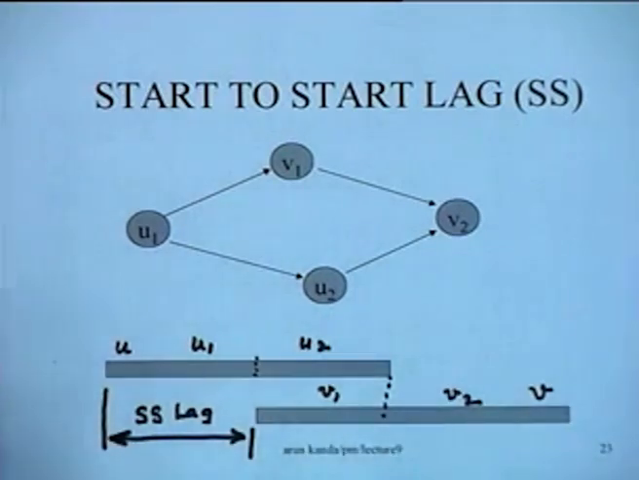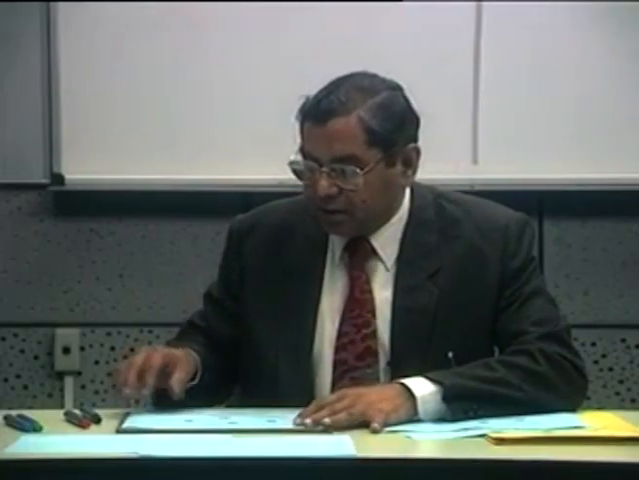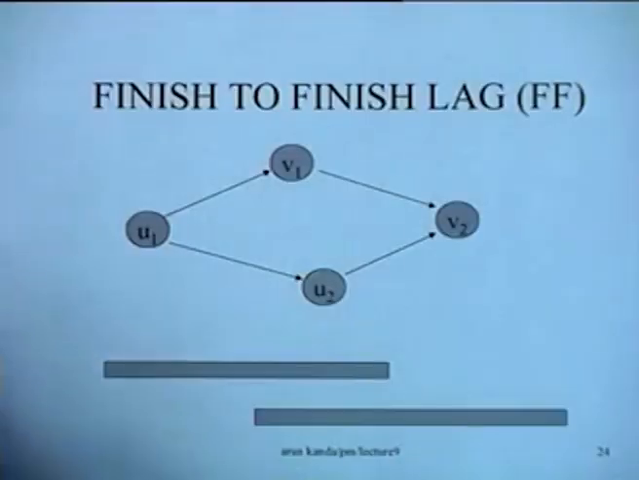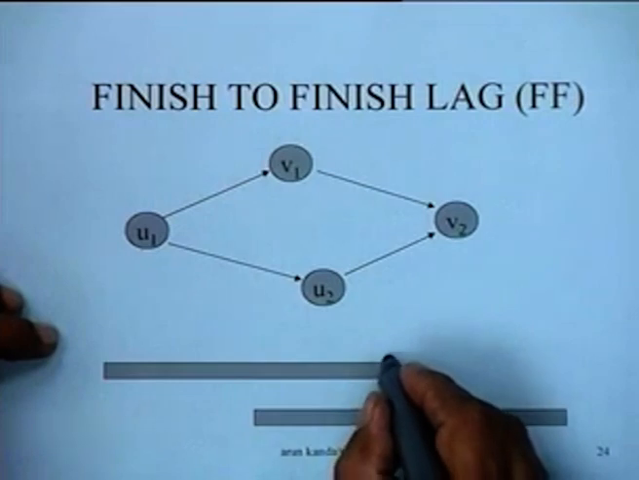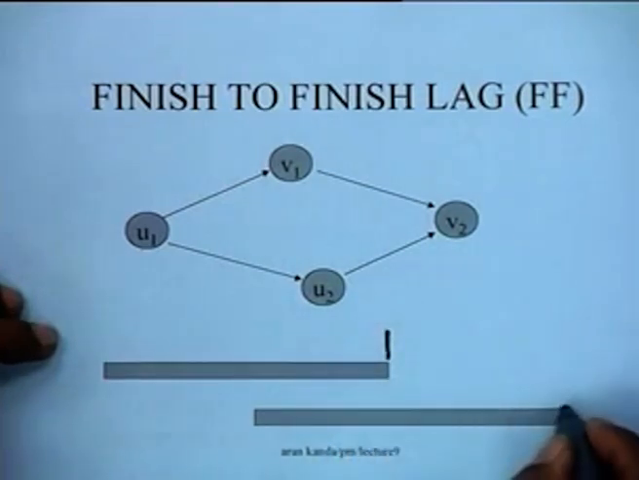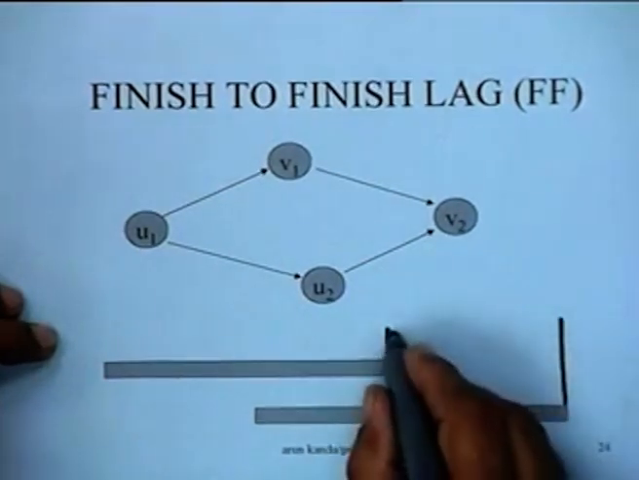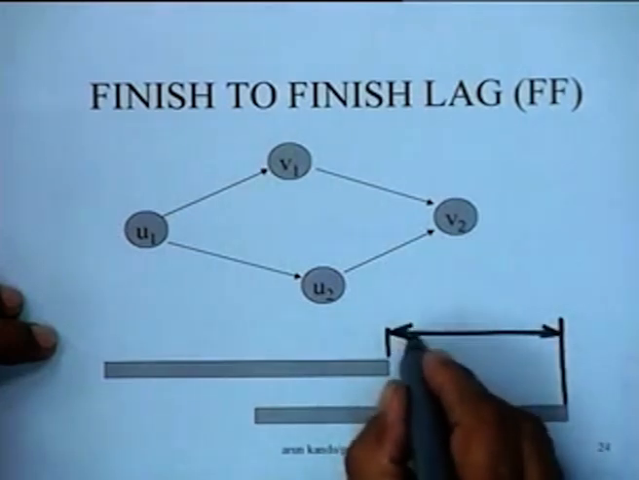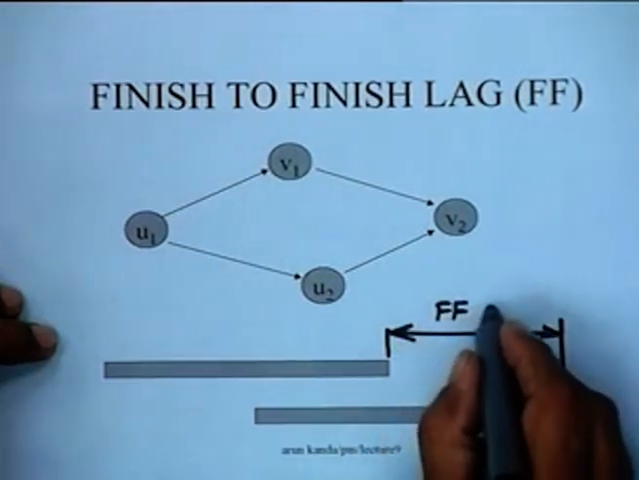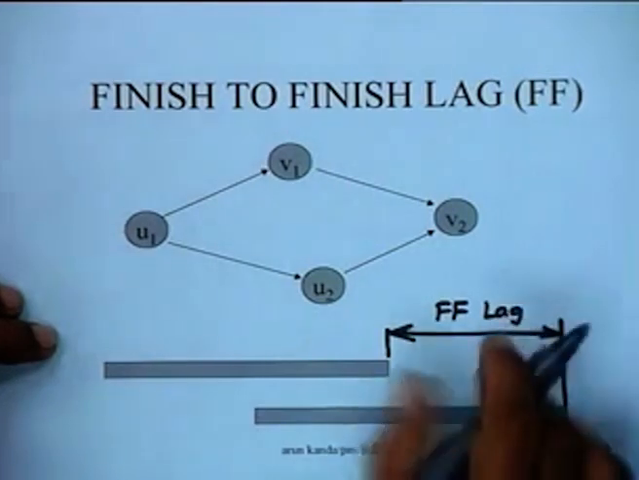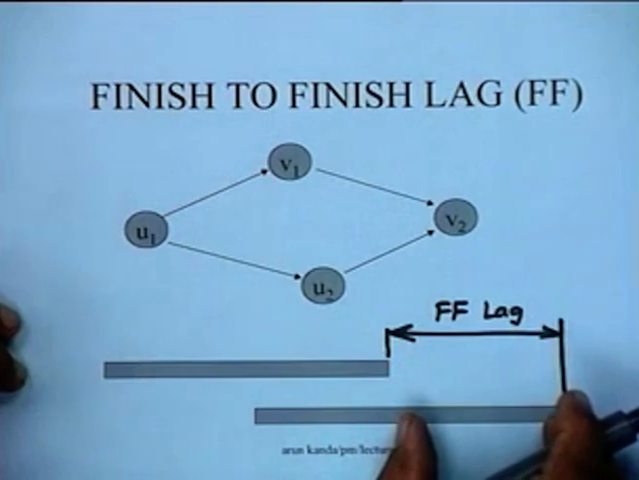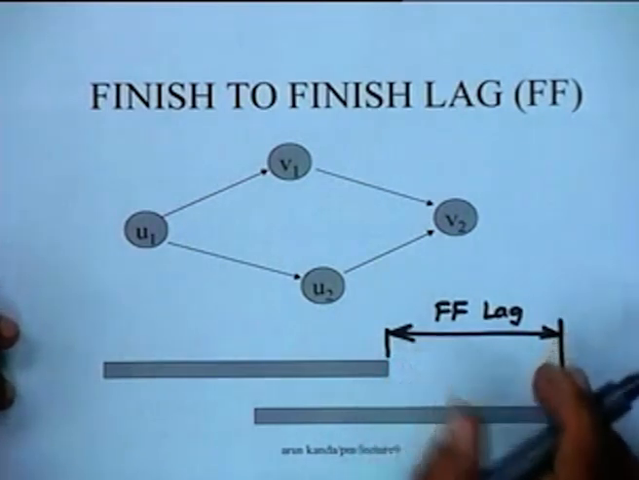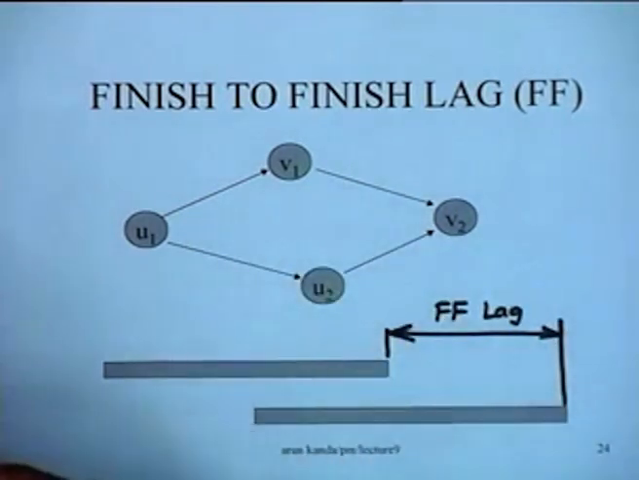Let us now see what would be the implication of an FF lag. Again, if we were specifying an FF lag, it would mean that from the finish of this activity to the finish of this activity, we are specifying a minimum amount of time, which is the FF lag. This FF lag says that from the finish of this to the finish of this, there should be at least this much of difference. And it can have the same kind of interpretation for the project.